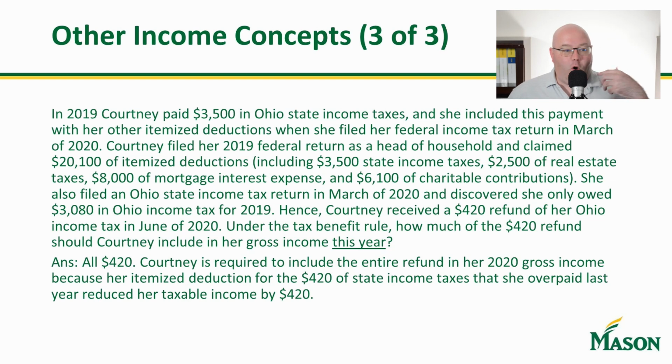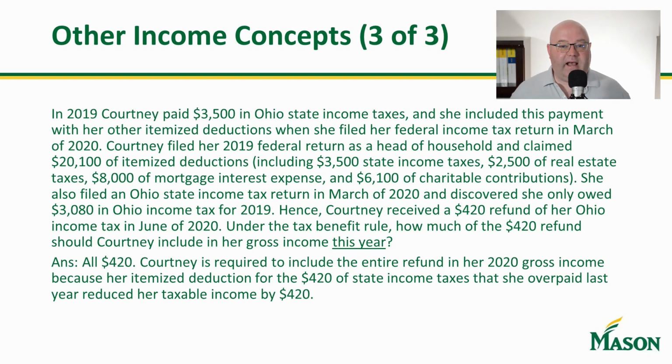She discovered she only owed $3,080. So let's step back for a second. She withheld $3,500 from her pay, and she ended up owing $3,080. So the difference between that, which I'm eyeballing here, is about $420. Guess what? She's got a refund in the following year to deal with that.